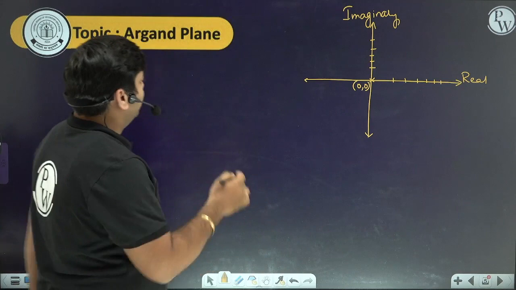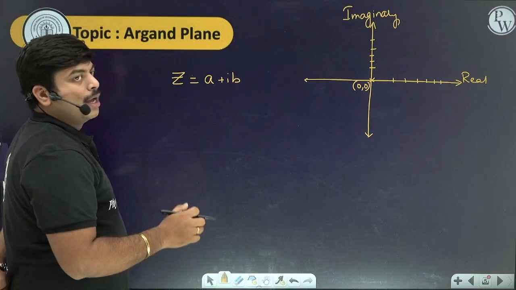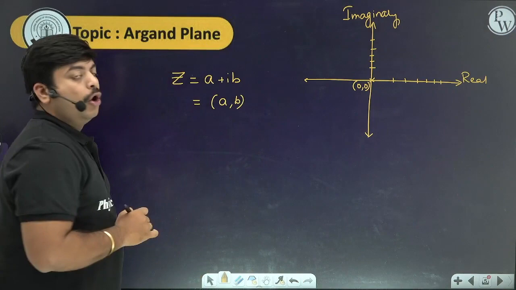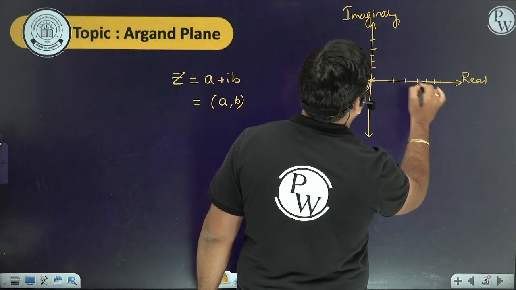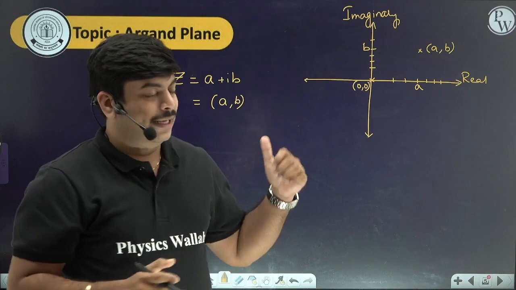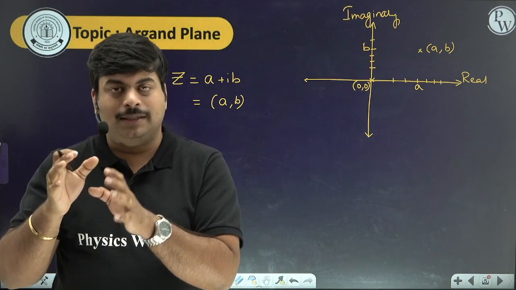This is a complex number, but if you want to represent the same complex number as a point in the Argand plane, it will be equal to the ordered pair (a, b). Ordered pair (a, b) means the value a on the real axis and b on the imaginary axis. These two will give you the point (a, b). So whenever I say (a, b), that represents the number a plus ib. In the Argand plane, the point (a, b) corresponds to the complex number a plus ib. Okay. I hope you can understand this difference, right people?